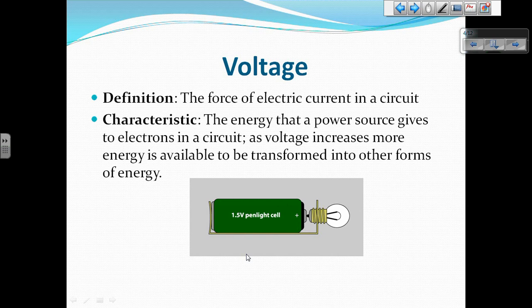So voltage and current are very important. Current is the flow of the charge, and then voltage is how much force that current is being pushed with through the circuit or through the path.